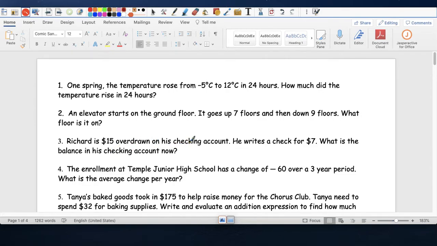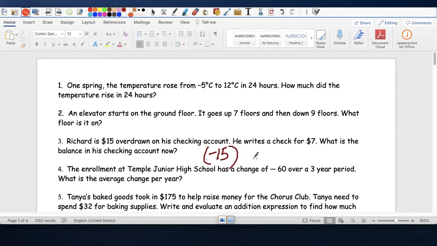Next is overdrawn, so I apologize for these questions. I want to check an account, or even golf questions. Not too many of you have a checking account, or not too many of you play golf. So it's not really related to you. But anyways, overdrawn means that you use more than you have.